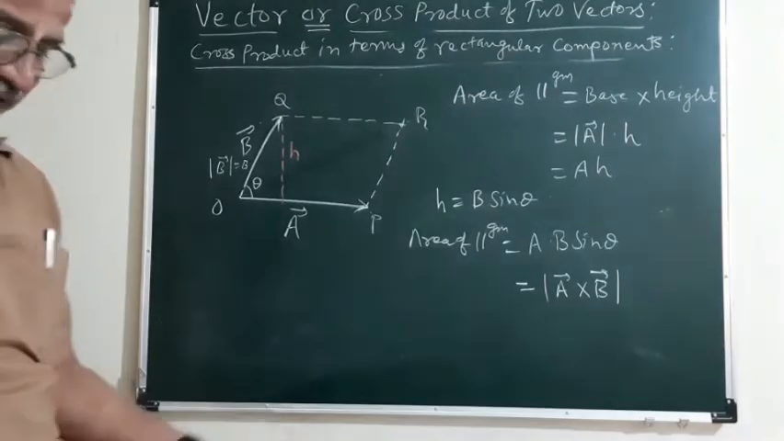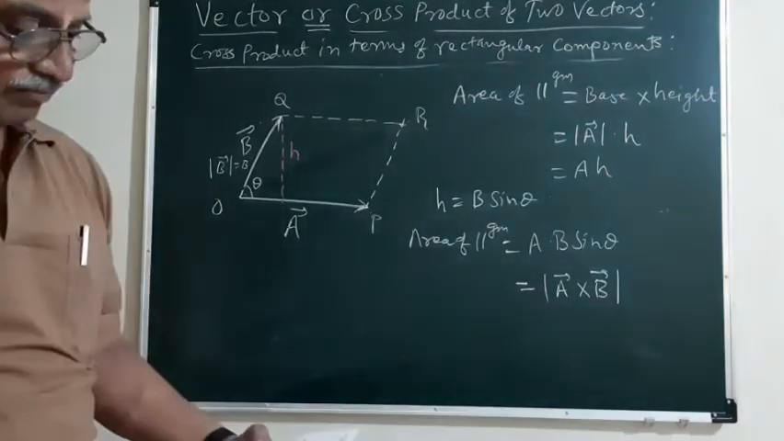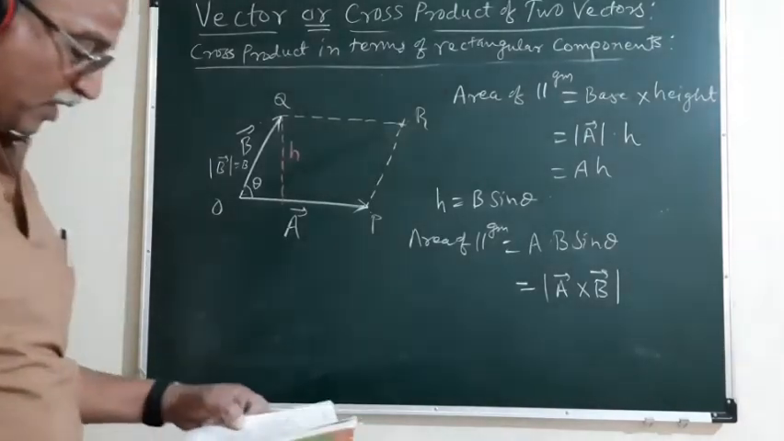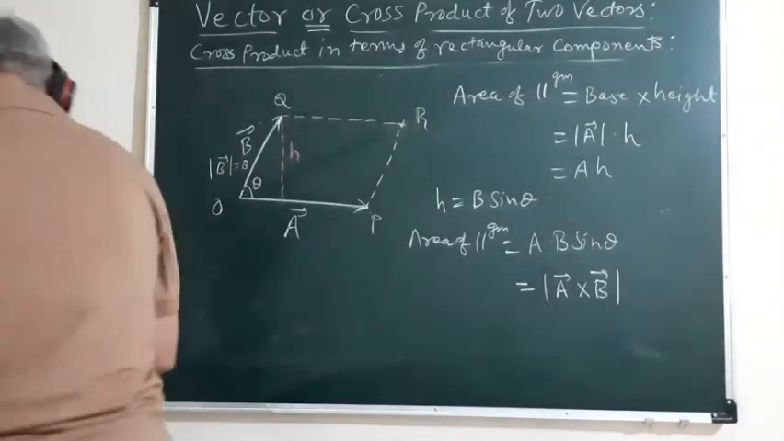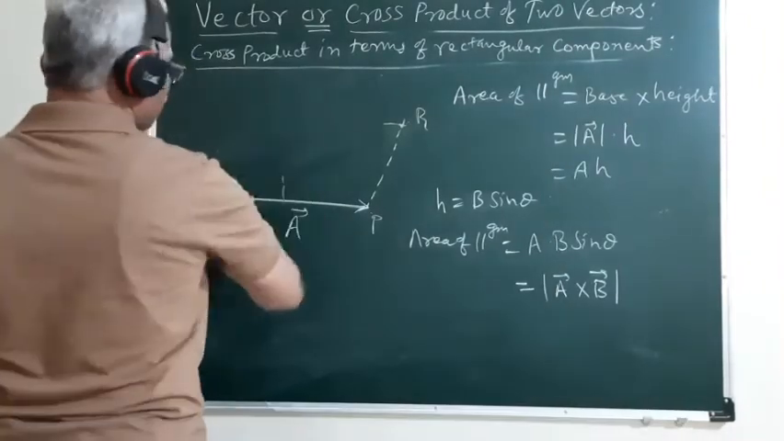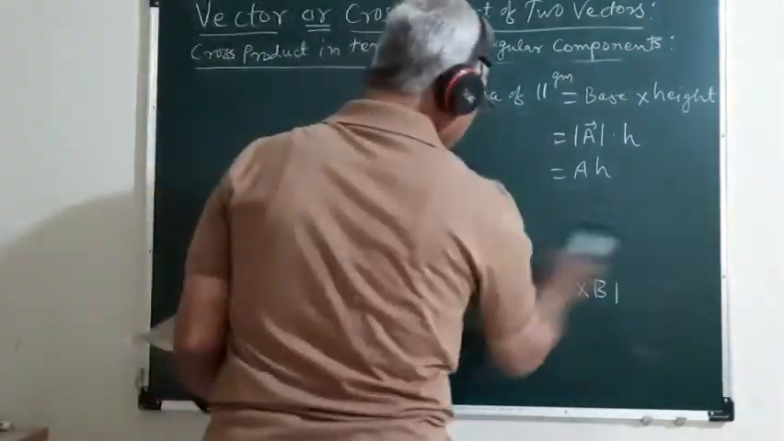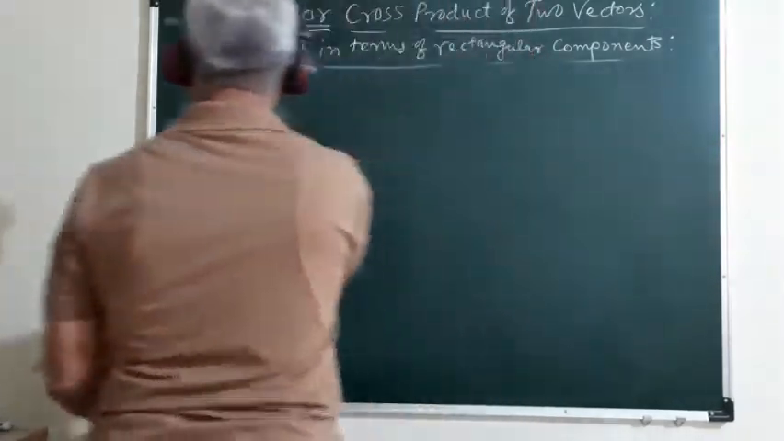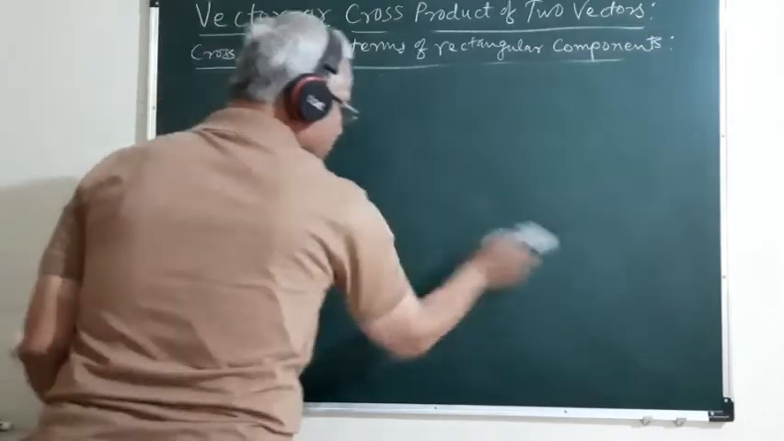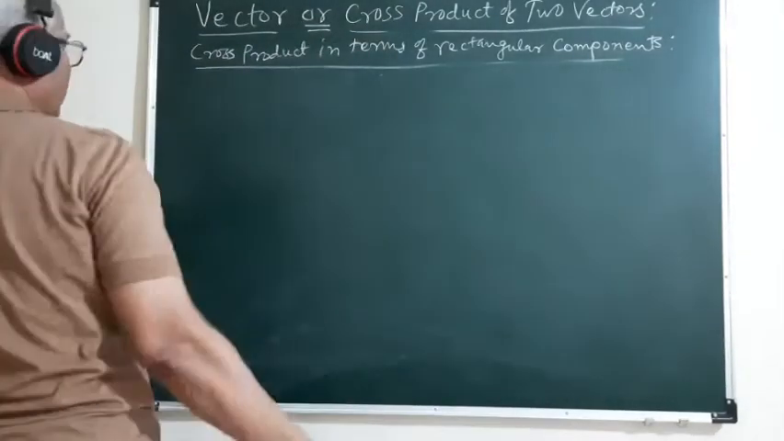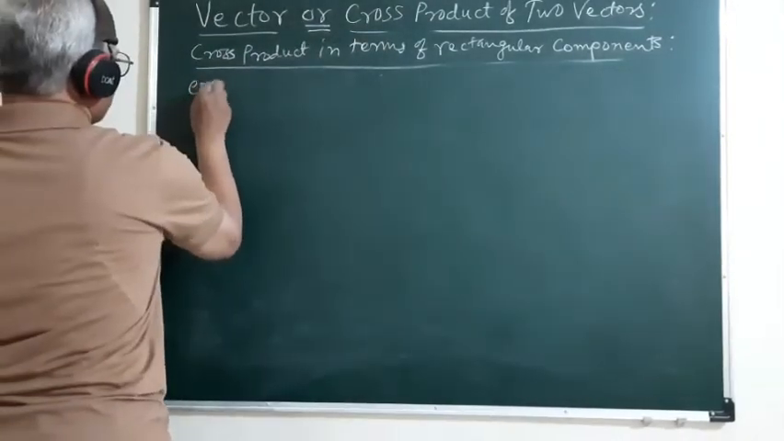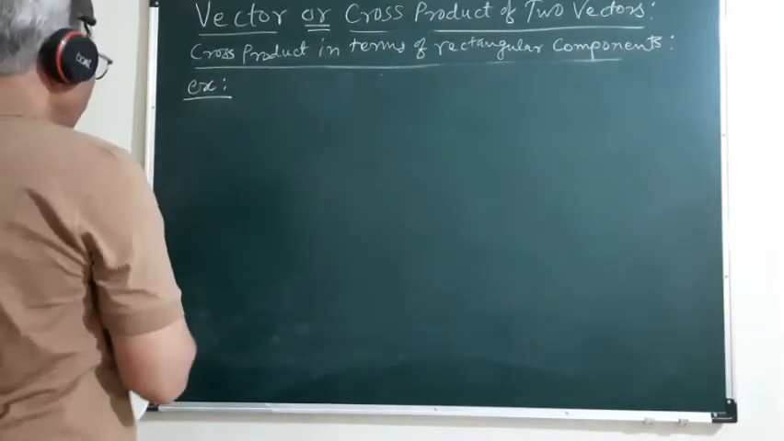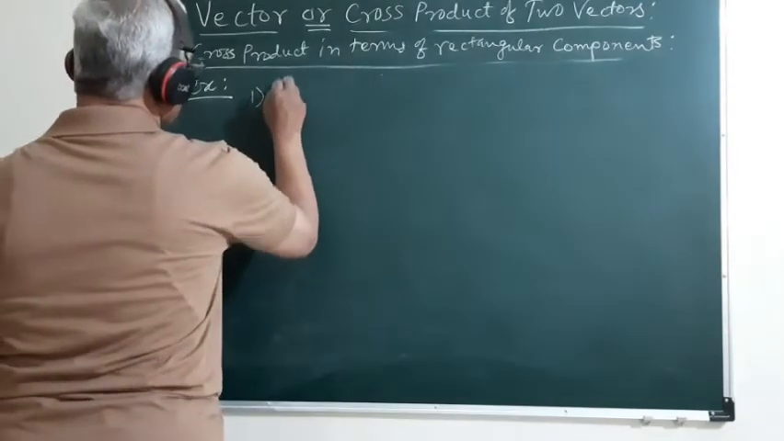And next we are going to study some examples of the cross product or the vector product. Let us see in which situations we come across the product of two vectors resulting in a vector quantity. The examples of this vector product or cross product. The first example is the moment of force.